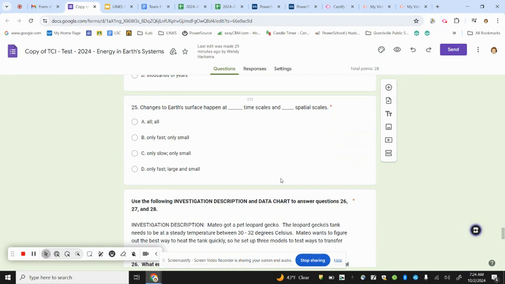Number 25, changes to Earth's surface happen at blank timescales and blank spatial scales. A, all and all. B, only fast, only small. C, only slow, only small. Or D, only fast, large and small.